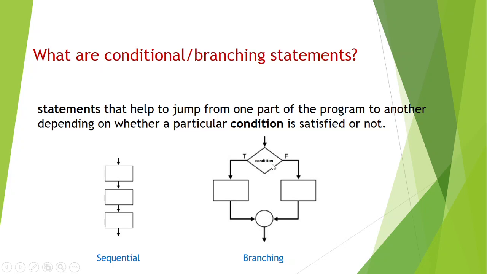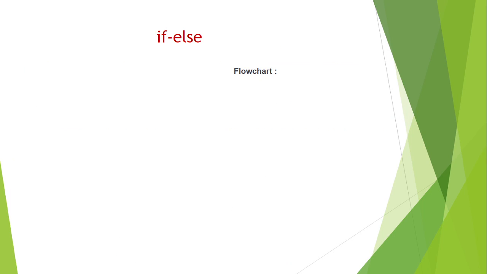On the basis of this condition we choose a path, either the path which is on the true side of the condition or the path which is on the false side of the condition. Only one path will be chosen. One of the blocks will be executed, not both. This is called branching. So when such a situation arises, that we have to execute some instructions based on a condition, then we use conditional or branching statements.